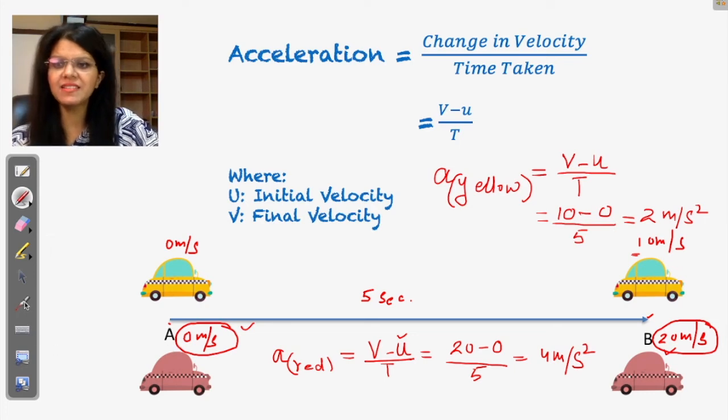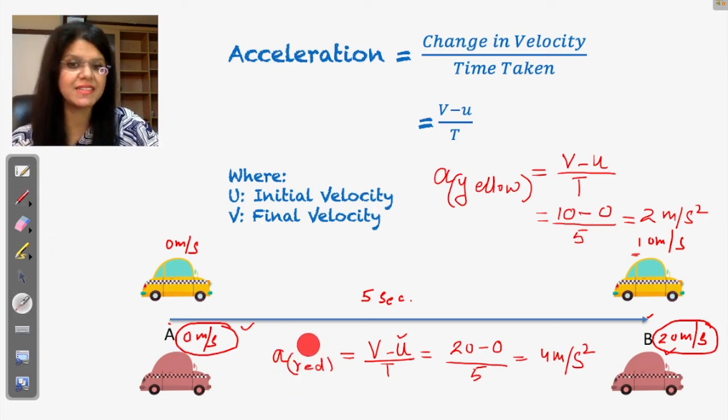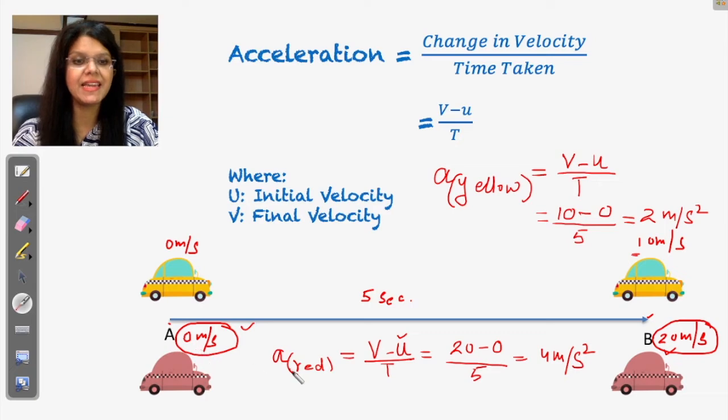So which car has accelerated faster? The red car has accelerated faster. Why? Because it reached from 0 to 20 faster. The red car reached from 0 to 20 in 5 seconds, and the yellow car reached from just 0 to 10 in 5 seconds. There was a more increase in the speed for the red car in the same amount of time as was the increase in the speed seen for the yellow car, which was just 0 to 10. The red car accelerated much faster.